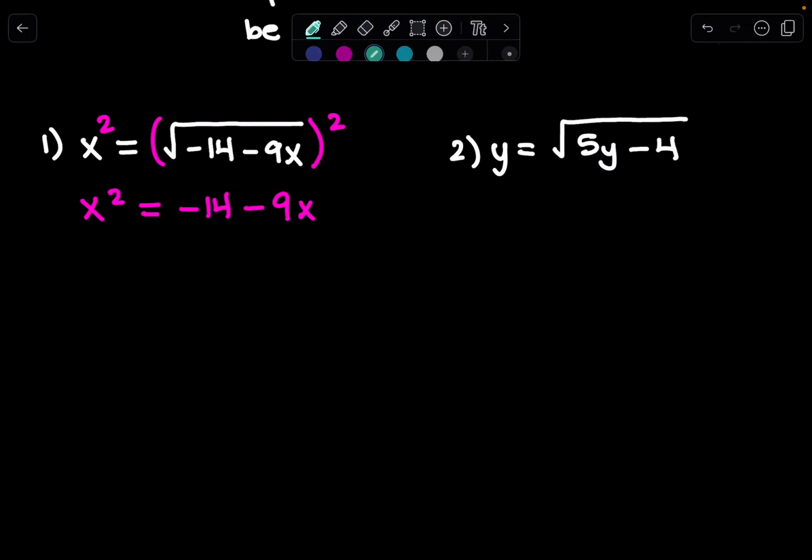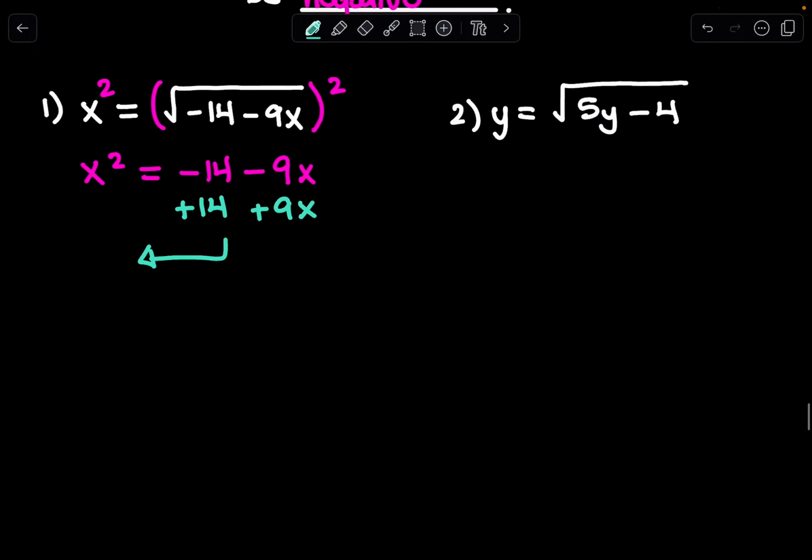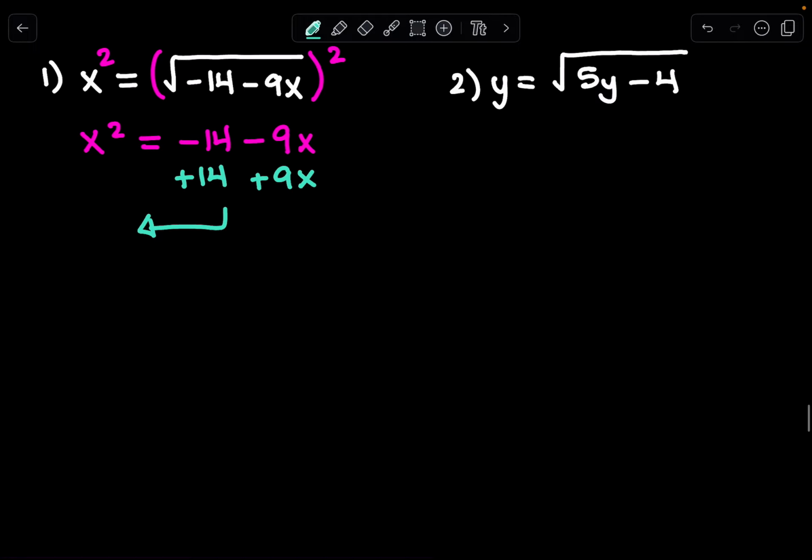So what I want to do is move everything to the same side as the x squared. I'm going to move both these terms to the left by adding 9x and adding 14. When I rewrite this, I am going to write it in standard form. So plus 9x plus 14. And if I cleared everything out on the right-hand side, my value is going to be 0.